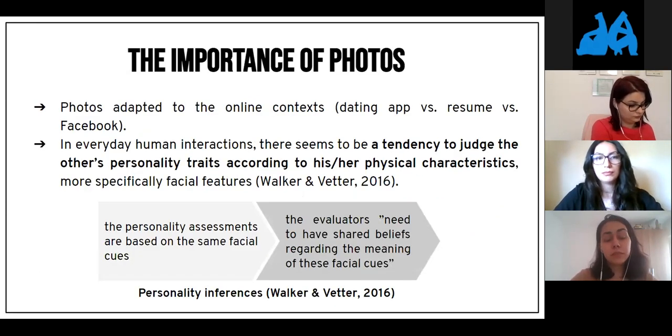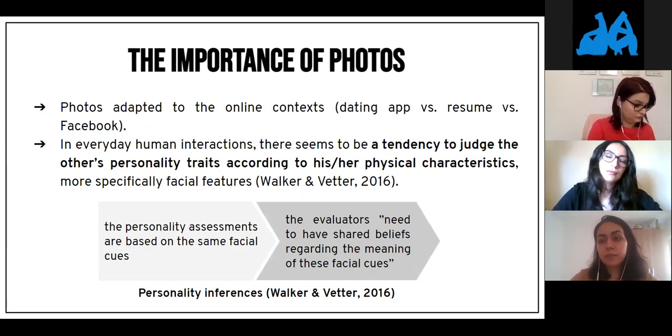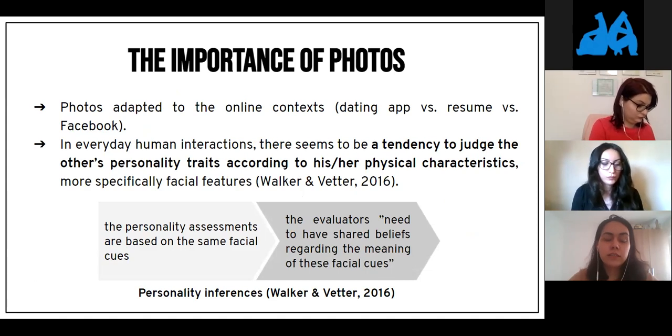When it comes to the importance of such professional photos, previous research has stated that photos are adapted to online contexts. For example, you wouldn't use on Tinder, the dating app, the same photo that you use on your resume or on Facebook. And previous articles have also stated that in everyday human interactions, there seems to be a tendency to judge an individual's personality based on his or her physical characteristics or facial features.